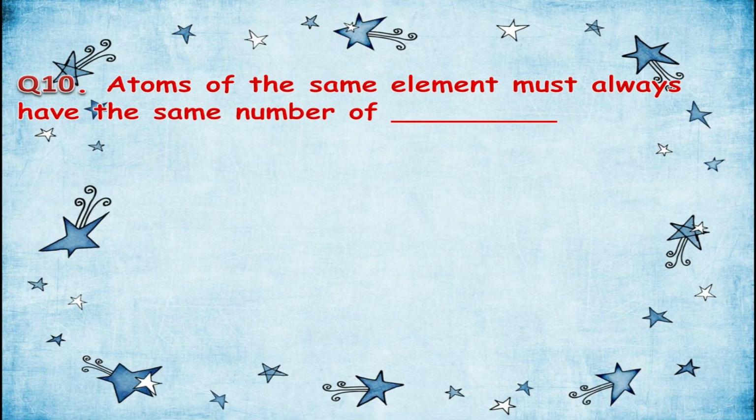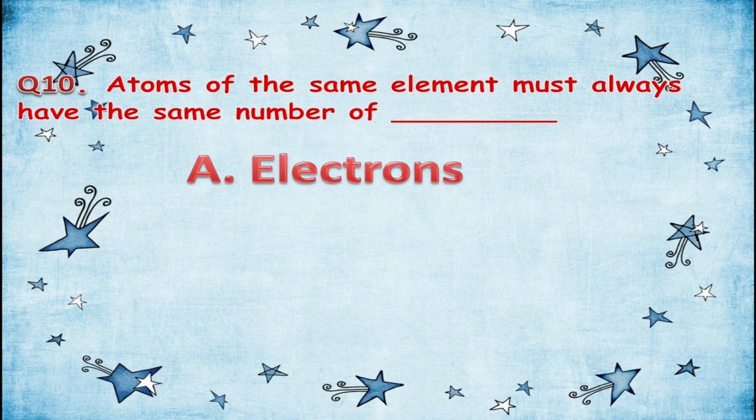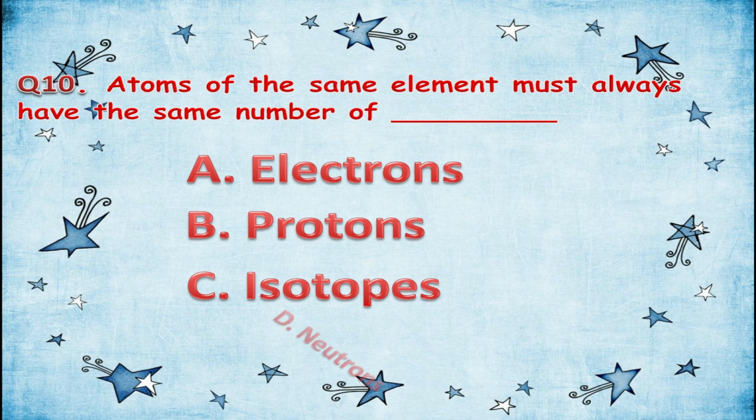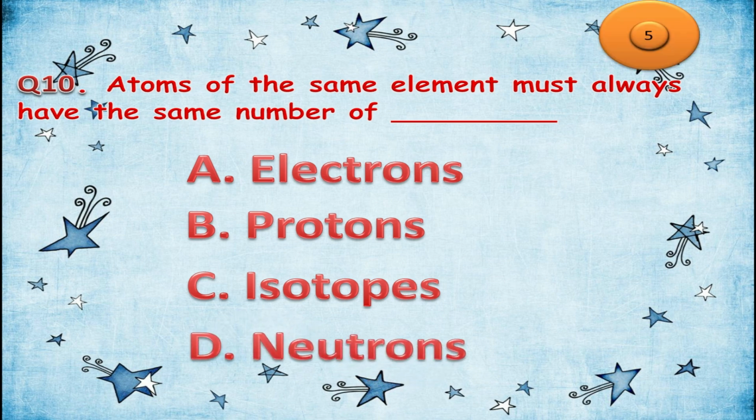Question number 10 is: atoms of the same element must always have the same number of dash. In dash, you have to fill either electrons, or protons, or isotopes, or option D neutrons. Your time starts now.